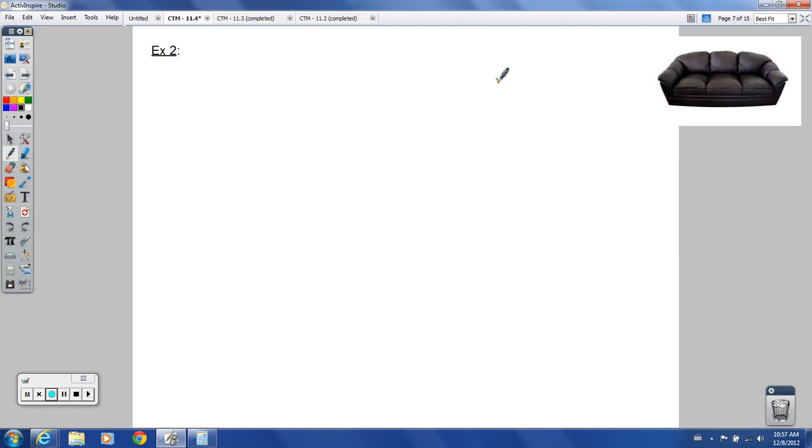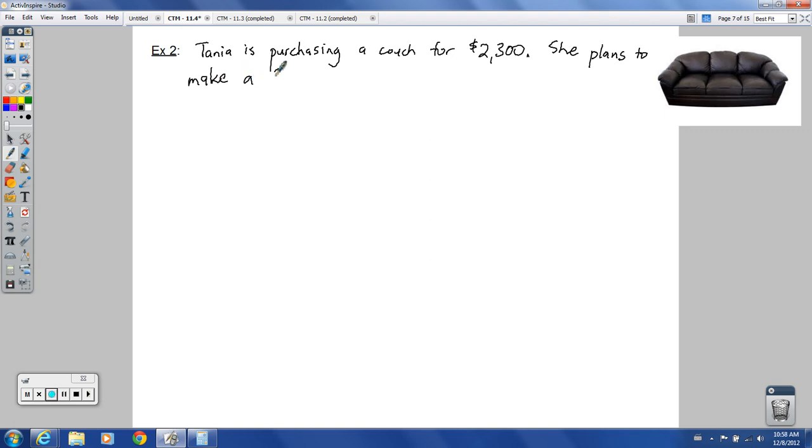Tanya is purchasing a couch. And it looks like a nice leather couch right there. Tanya is purchasing a couch for $2,300. And she plans to make a $500 down payment this time. So she's going to put some money down on it. She plans to make a $500 down payment.